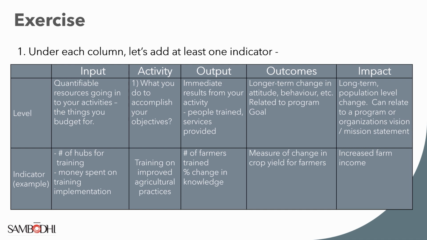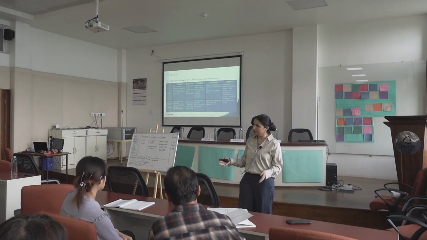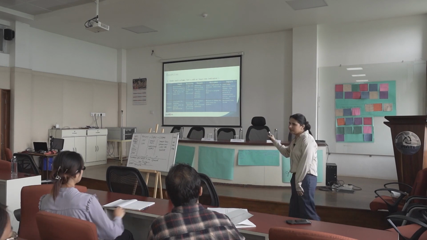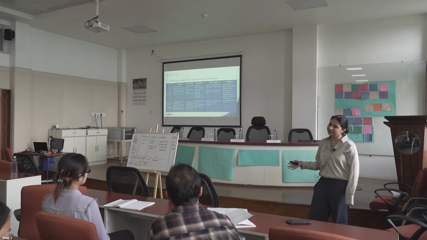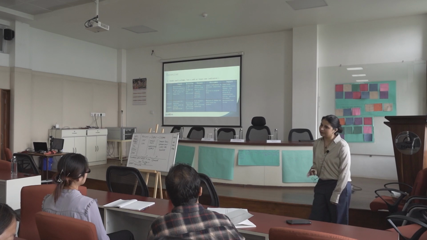Input was the number of hubs that I might have put up for trainings or the money that I might have spent on training. That input would also have indicators, right? Because I'm putting in the budget, I'm putting in people. So all of those counted will also be an indicator. So that's essentially the crux of results framework. When we try to operationalize theory of change, make it measurable, we add indicators at each level to define our results, how we want to achieve our results. And that essentially becomes your results framework.